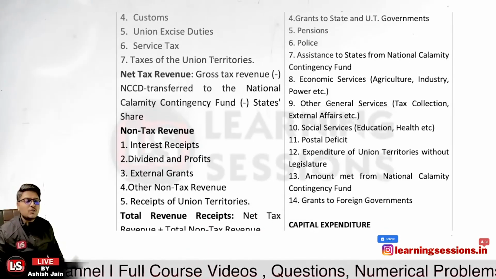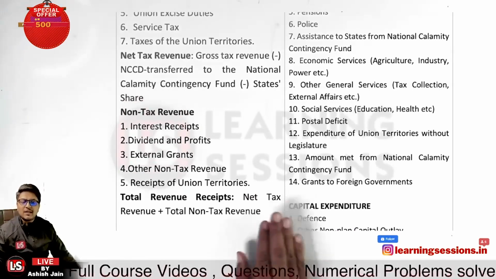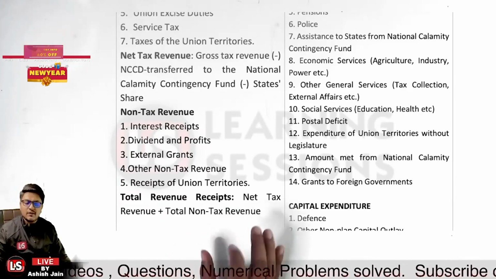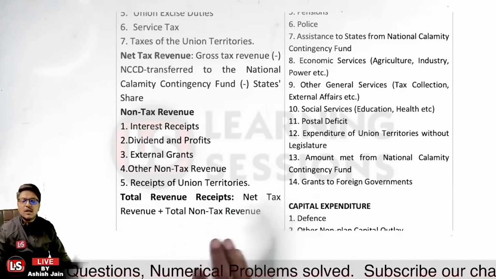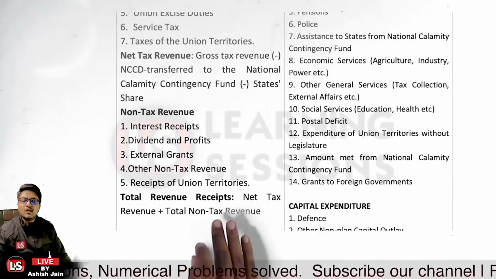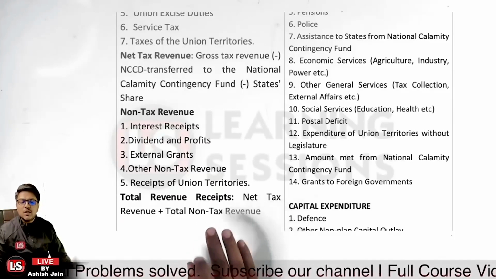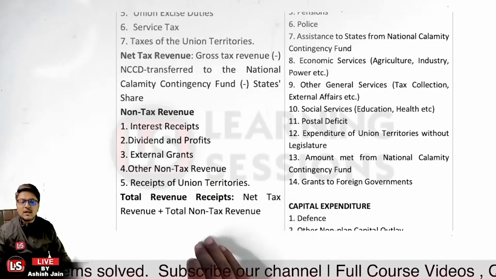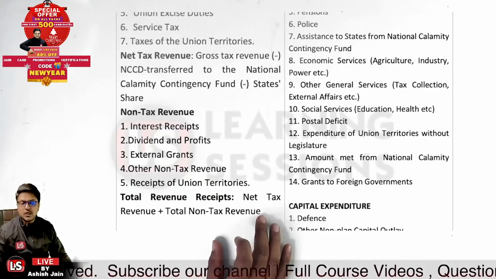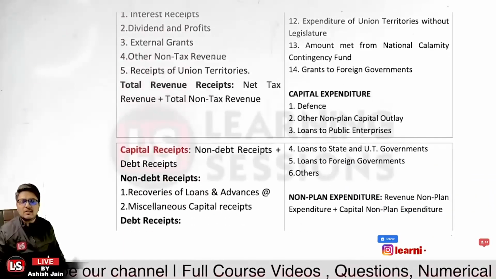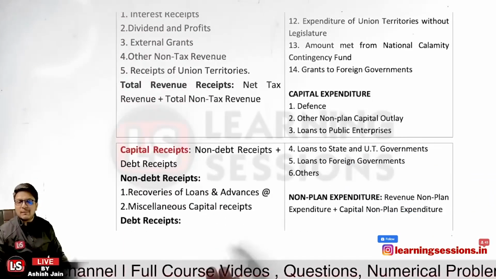So the total revenue receipt is equal to net tax revenue plus the total non-tax revenue. That is basically your total revenue receipt. It is the sum total of net tax revenue and the total non-tax revenue. Okay, so that is your total revenue receipt. And further, it is related to the capital receipts.